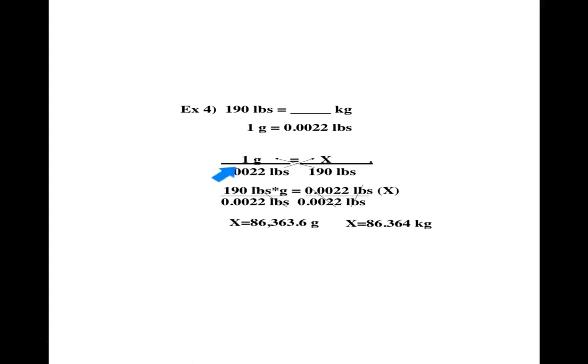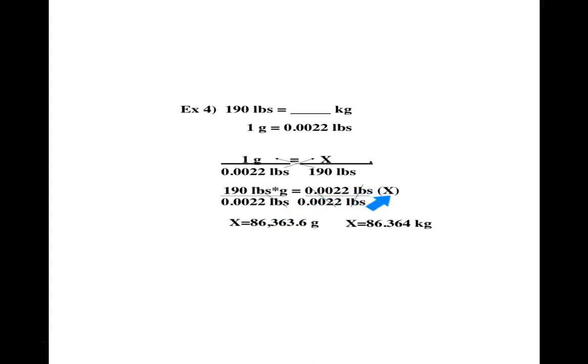Here we see the fixed ratio: 1 gram is always going to be equal to 0.0022 pounds. You just have to make sure that you set the pounds, as we see here on the denominator, on the same side, and then because we set that as an equivalence, we just have to solve for our unknown x. So we do the cross multiplication, where we take the 190 pounds times the 1 gram, and we set that equal to the 0.0022 pounds times our x.